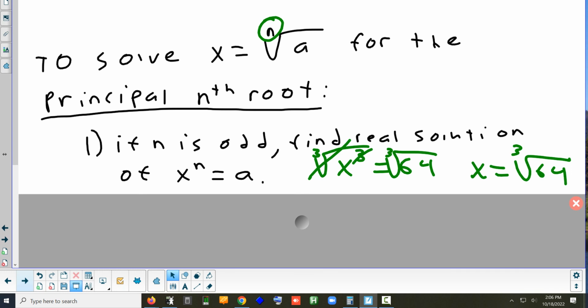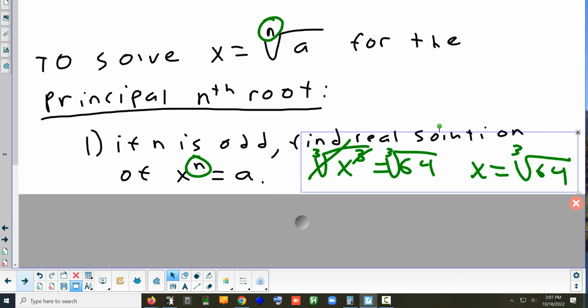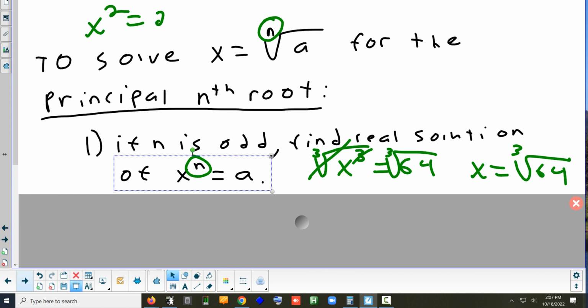So if you have an equation set up like this, where n is a number and a is a number, to solve this problem, you're going to have to take a root on each side. What kind of root? Depends on what kind of number. That was a 3, so I had to use cube root. If that number was a 2, like x squared equals 25.